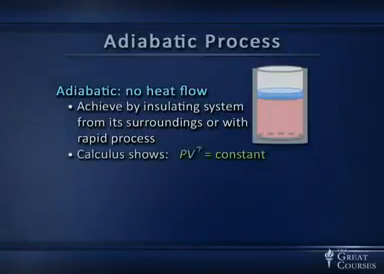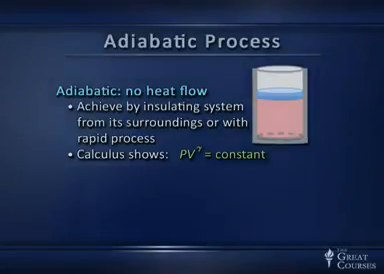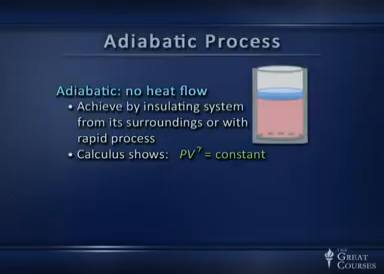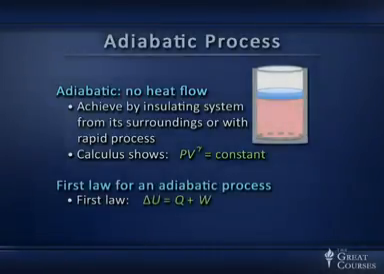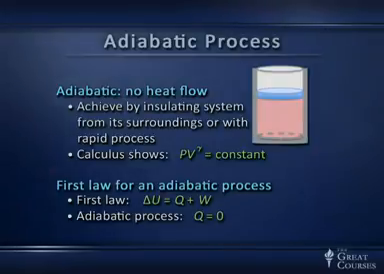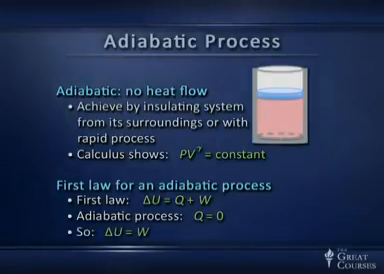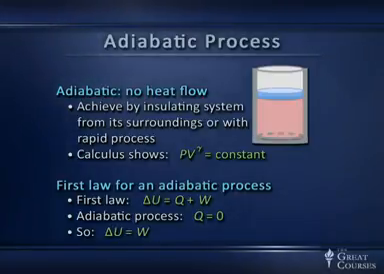Calculus shows, and I'm not going to prove this, that P times volume to some constant, which is characteristic of a given gas, is a constant in this case. The first law for an adiabatic process reads change in internal energy is Q plus W, but Q is 0, and that immediately tells us that delta U is W. If you do work on the system, the internal energy, and therefore the temperature, if it's an ideal gas, goes up.